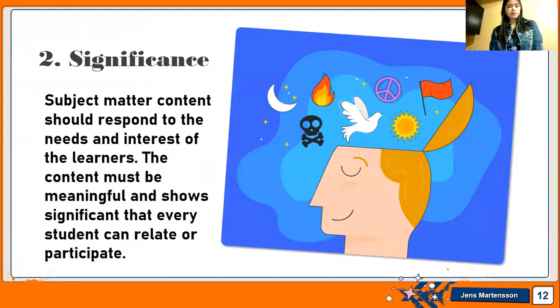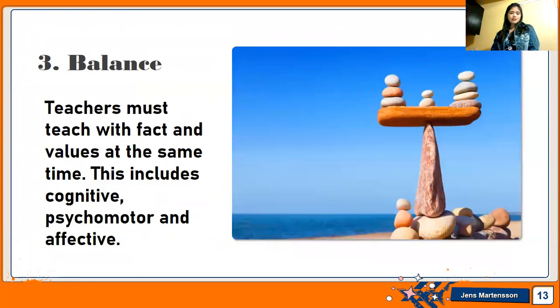So number two is the significance. Subject matter content should respond to the needs and interests of the learners. The content must be meaningful and show significance that every student can relate and participate. Of course, what we are teaching and sharing to the class must be related to their needs and interests. We don't like seeing a class with a dull face and a big question mark while we are discussing, right? At least 80% of the class participate, but it's nice if 100% of them can relate to whatever the teacher is saying.